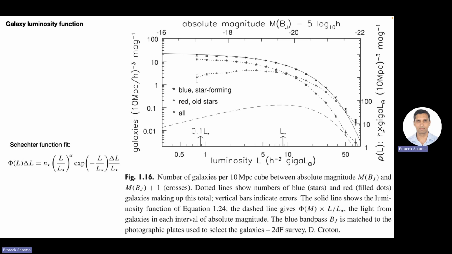There is this luminosity per unit volume per magnitude on the right. The unit on the right is this, and this corresponds to this dashed line. They are related because the luminosity coming from L to L plus dL is nothing but the mass coming from that and the luminosity of that particular mass bin. You just multiply this by L and you get the thing on the right.